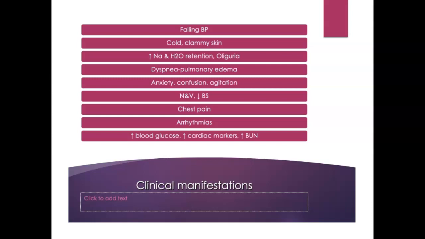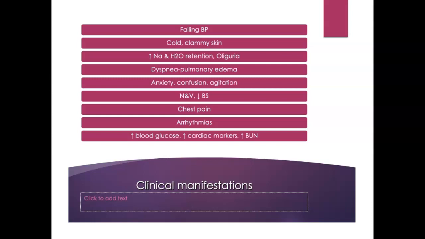You have an increase in sodium and water retention, oliguria, because the kidneys are now coming into play and they're sensing that they need to hold on to water and hold on to sodium. You could have pulmonary congestion in the form of pulmonary edema, so you may have dyspnea. Neurologically, you start to see changes: anxiety, confusion, agitation. You may have nausea and vomiting because of decreased bowel sounds, so again, shunting blood away from the abdomen. May have chest pain, arrhythmias.